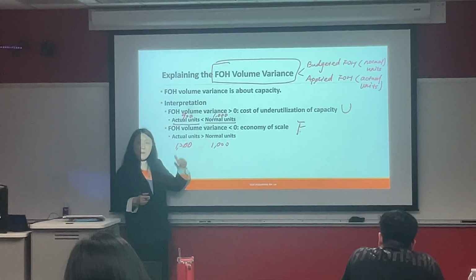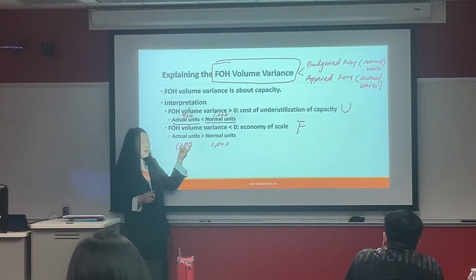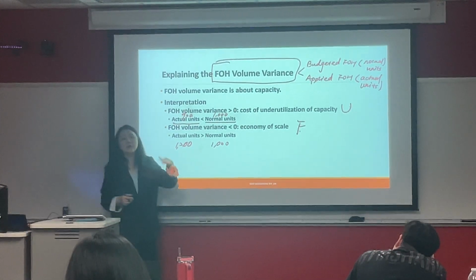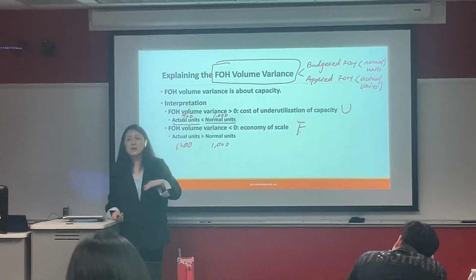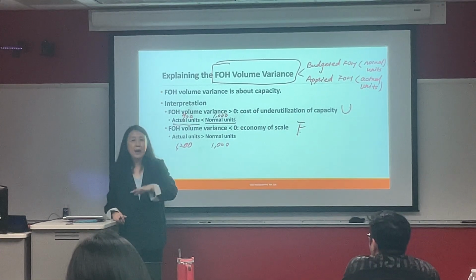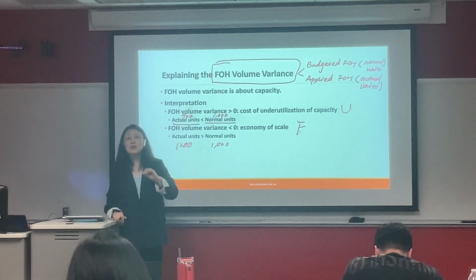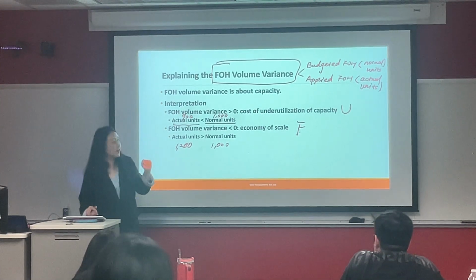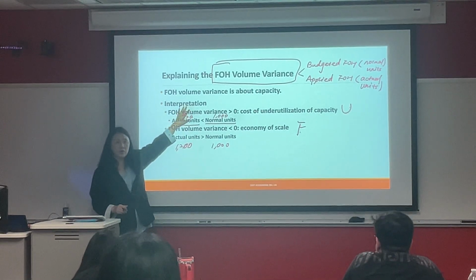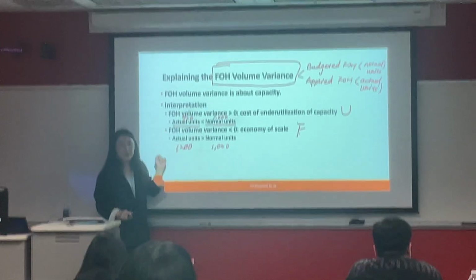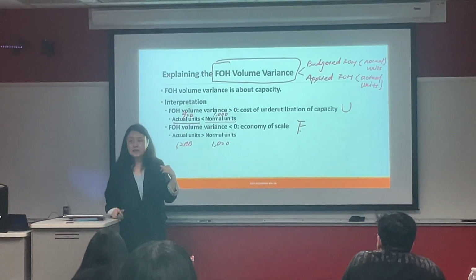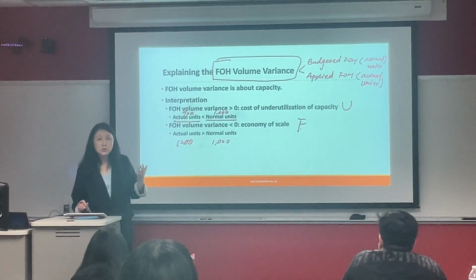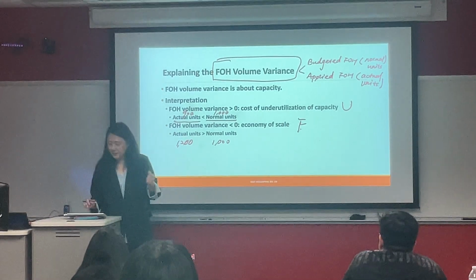So if you expect the sales next year to go up, you can produce a little bit more. And the benefit of producing more is that you can lower the cost per unit, because the total fixed cost is divided by a larger number of units of production, so the cost per unit will be less, okay? That's what we call economy of scale. So when you have an unfavorable fixed overhead volume variance, that's basically costly to the firm due to underutilization of the capacity. If you have a favorable one, that's economy of scale. So the manager is doing a good thing for the company.